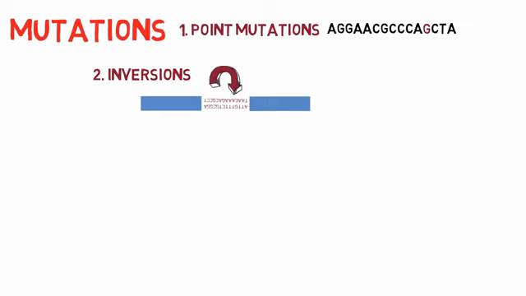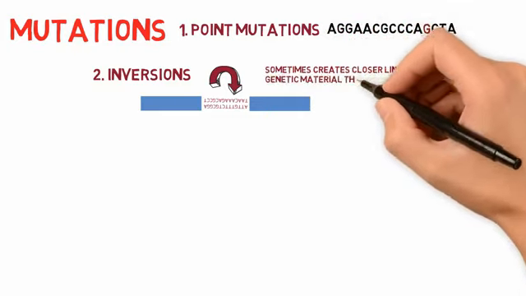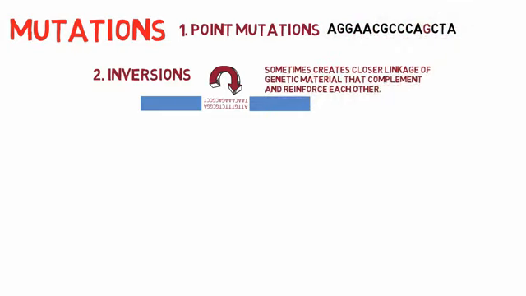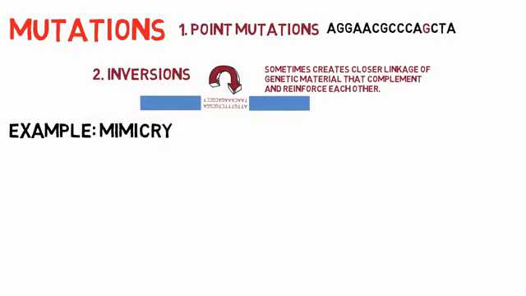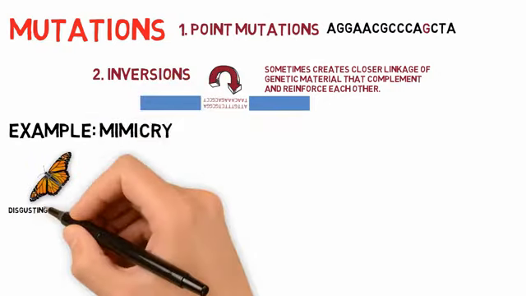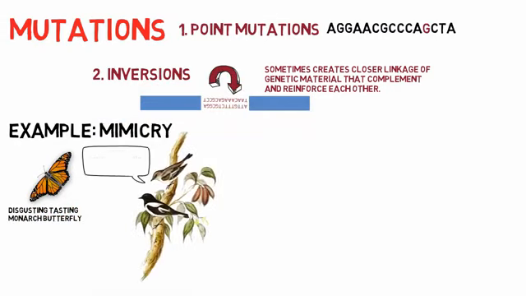Although usually devastating, sometimes inversions can be beneficial by bringing a closer linkage of genetic materials that complement and reinforce each other. Natural selection would then favor new genetic units that create beneficial effects through considerable rearrangement and editing. Dawkins explains the phenomenon of mimicry and gives an example of how disgusting tasting butterflies are brightly and distinctively colored as warning marks for birds.